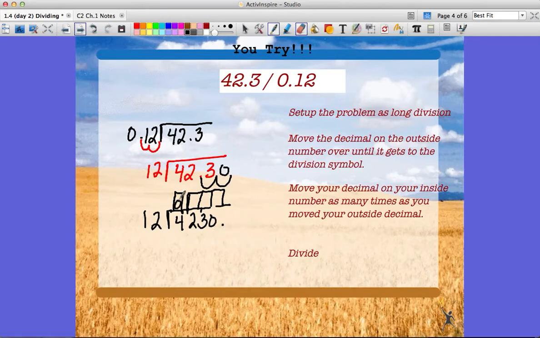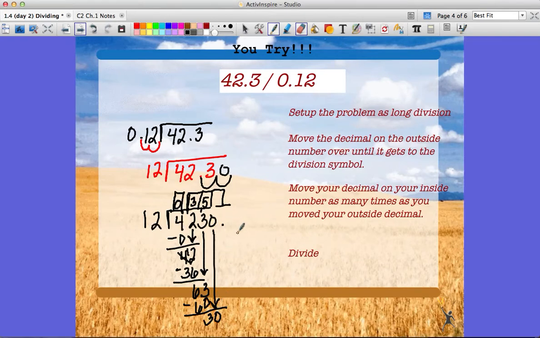So 12 cannot go into 4, so we get 0. 12 goes into 42 3 times. 3 times 12 is 36. 42 minus 36 is 6. Bring down the 3. 12 goes into 63 5 times, minus 60. Bring down the 0.